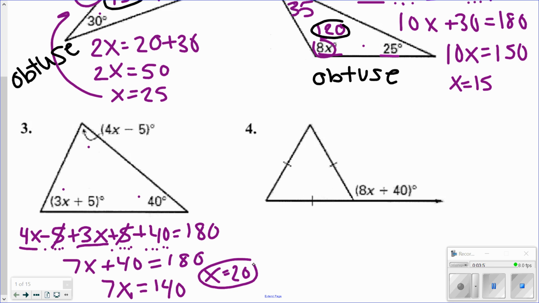So I need to plug x back into my equations to figure out each angle measure. So this angle is 75. This angle is 65. I notice that all 3 angles are less than 90 degrees, which means we have an acute triangle.